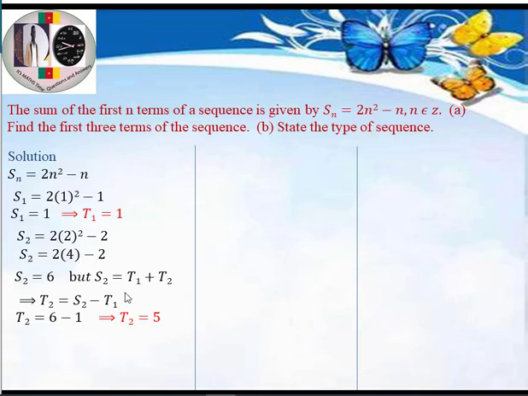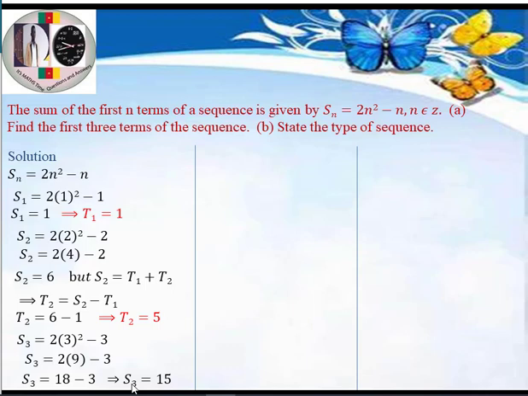With this method, we are also going to substitute when n is 3 to get the sum of the first three terms. So we are going to have S3 equals 2 into 3 squared minus 3. And 3 squared is 9. So we are going to have 2 times 9 minus 3. And 2 times 9 is 18. 18 minus 3 is 15. So we are going to have S3 equals 15.